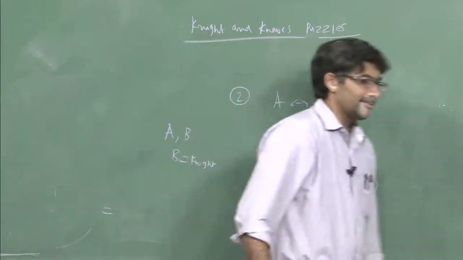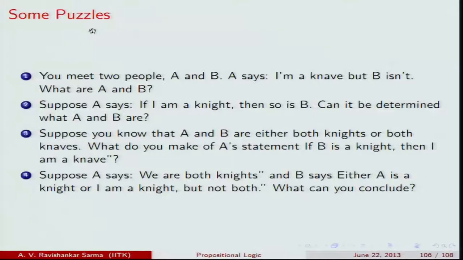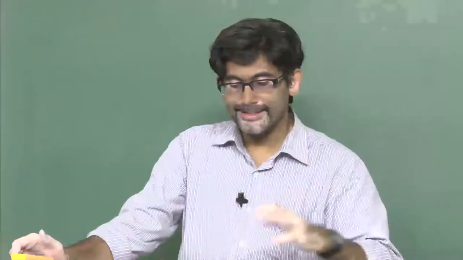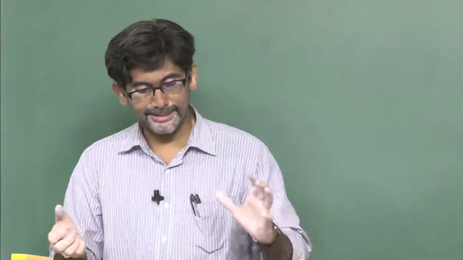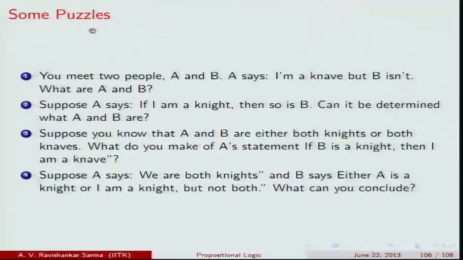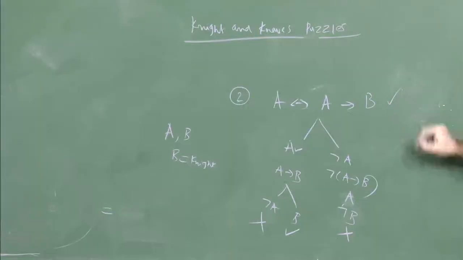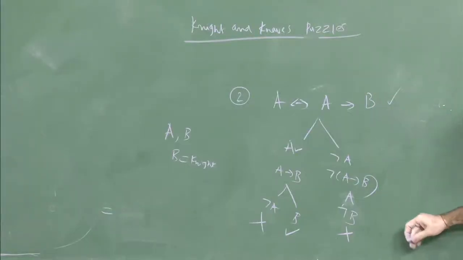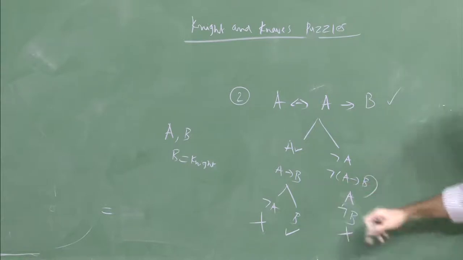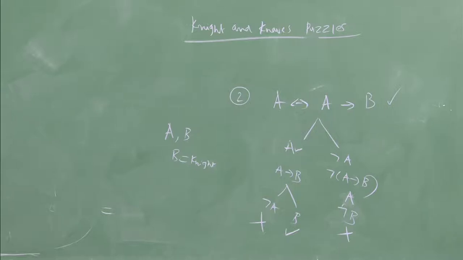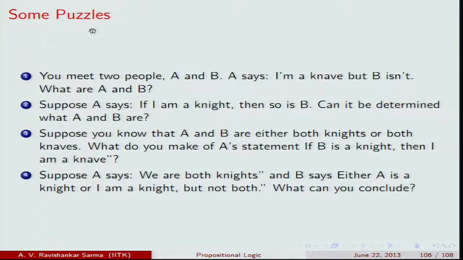That means suppose you went to a strange island, and a particular kind of inhabitant replies by saying that if I am a knight then so is B. If that has to be translated into the appropriate language of propositional logic, then this is the formula into which it can be translated, and then you construct a tree and observe the open branches. The open branches correspond to the answer, that is A has to be a knight and B has to be a knight to satisfy A's statement.